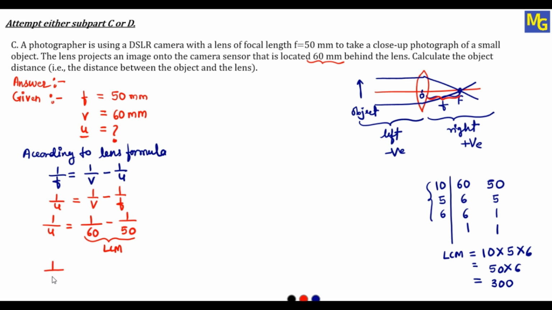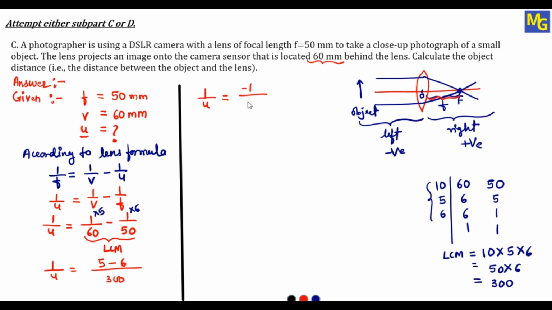Now substitute the LCM. 1 by u is equal to, the LCM is 300. So I'll write 300. Now you can see 60, how much is the 300? That we have to calculate first. So here 6 fives are 300 and 5 sixes are 300. 5 ones are 5 minus, and here it will be 6 ones are 6. Now solve it here. 1 by u is equal to 5 minus 6 will be 1. The bigger number is 6, therefore minus 1 divided by 300. Now taking the reciprocal, u is equal to minus 300 mm.